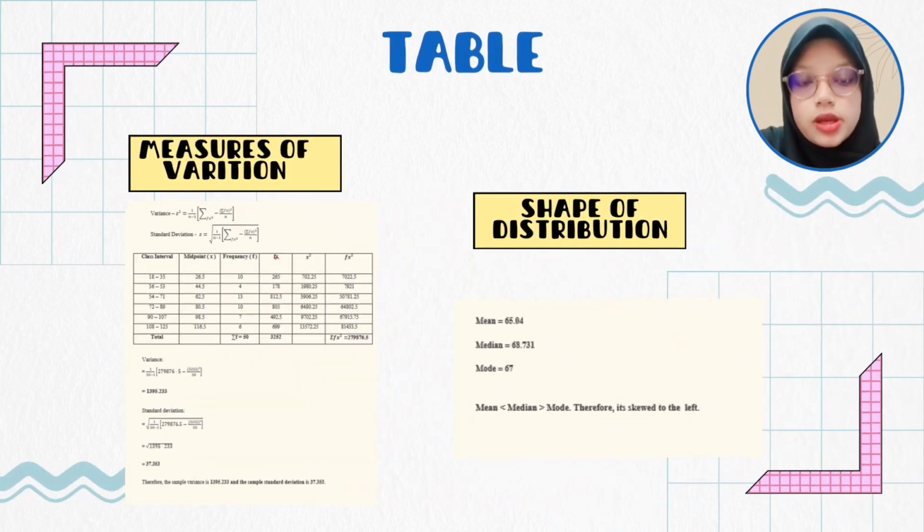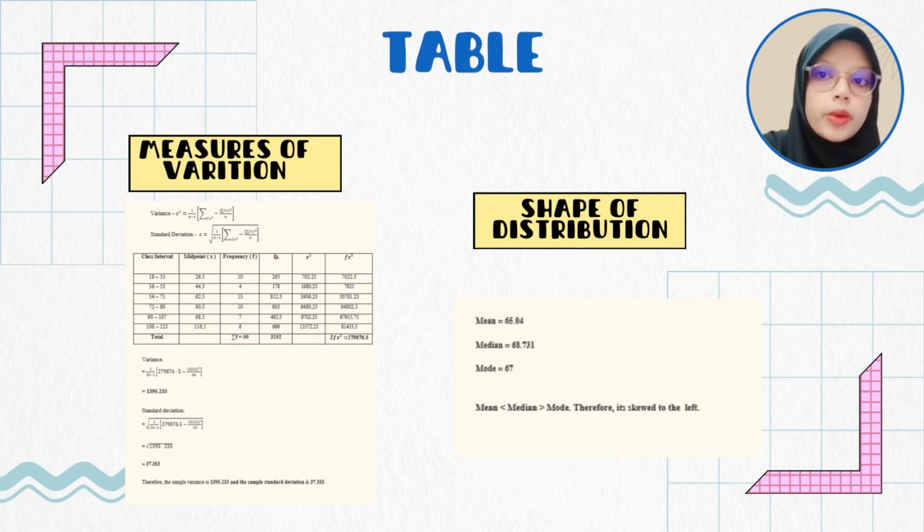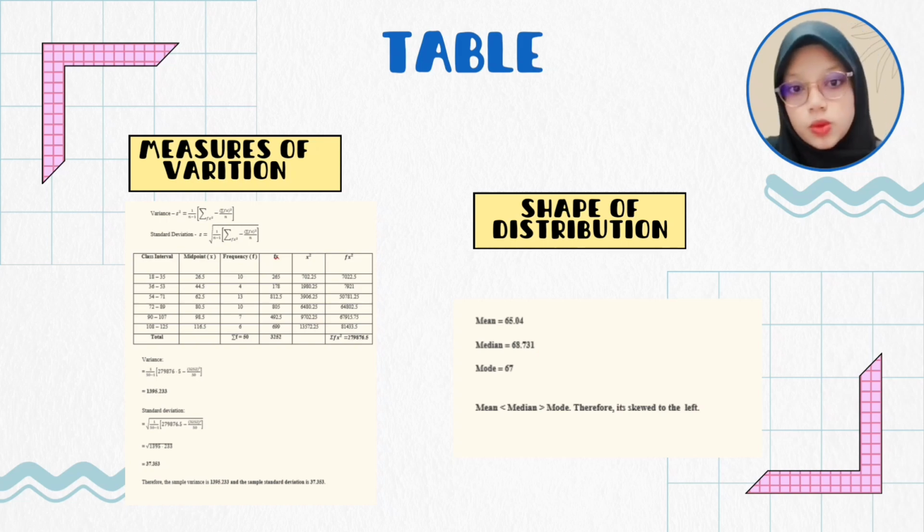For measure of variation, there are two parts. First is variance, second is standard deviation. First, the variance is 1 divided by 50 minus 1 multiplied by 279876.5 minus 3252 to the power of 2 divided by 50. So, the answer is 1395.233. So, the standard deviation answer is 37.353.